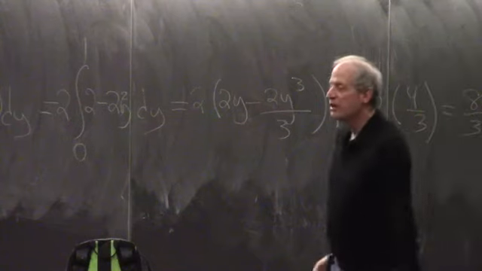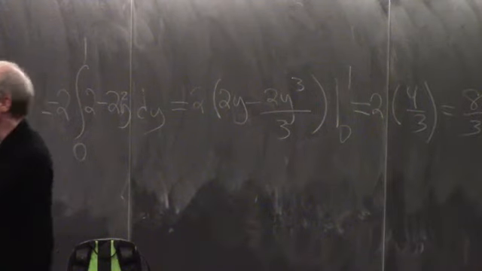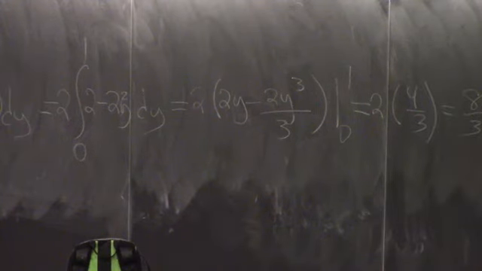Be careful, by the way, you don't always get 0 when you plug in 0 in an integral. You don't, for example, when you have cosine of x. Cosine of 0 is not 0, it's 1. So be careful. Don't automatically assume that part is 0.